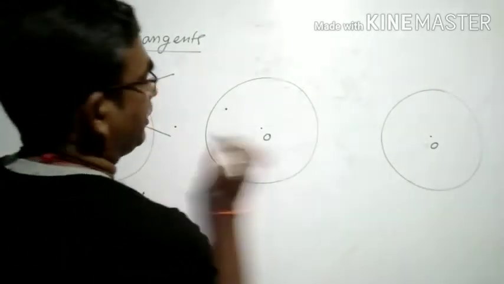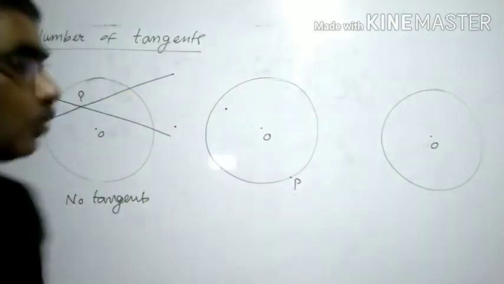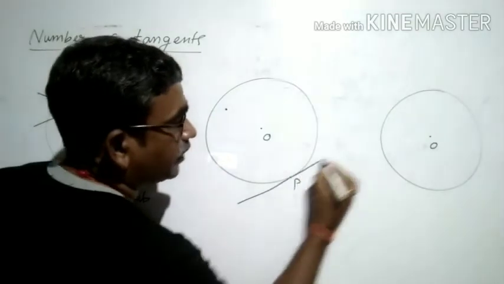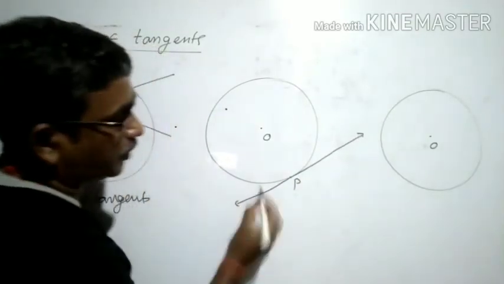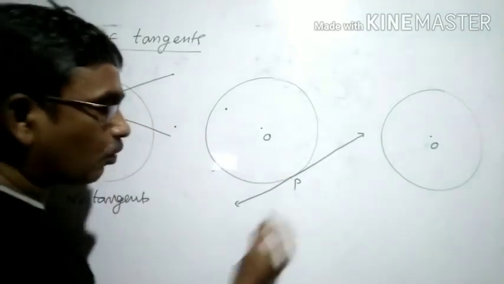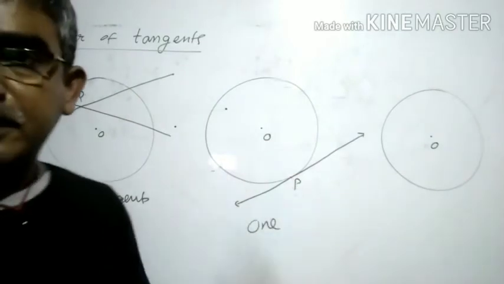Suppose a point P is on the circle, at any place. Through the point P, how many tangents can be drawn? We can draw one tangent through the point P. Can any more tangents be drawn? If you draw another line, it will cut the circle at two places, and a secant will come. Only one tangent can be drawn if a point is on the circle.